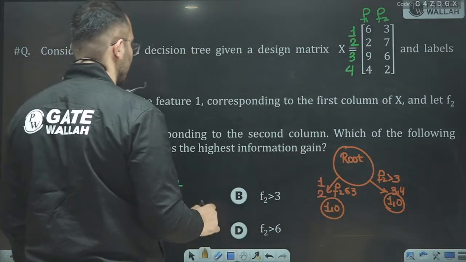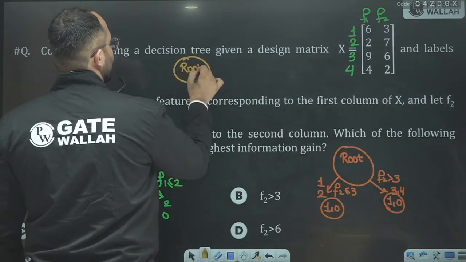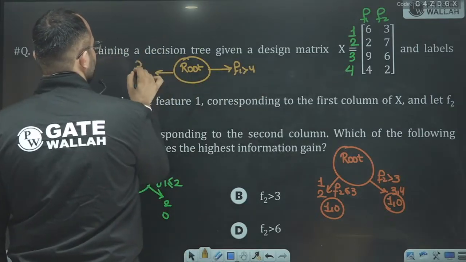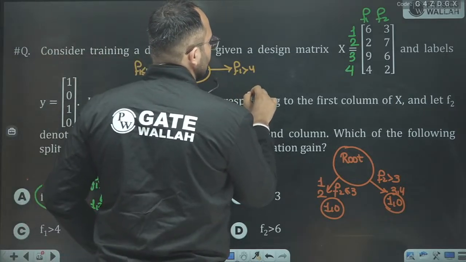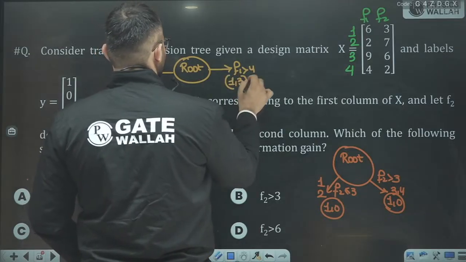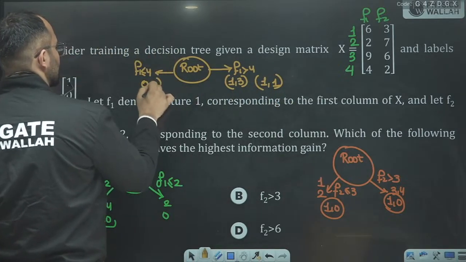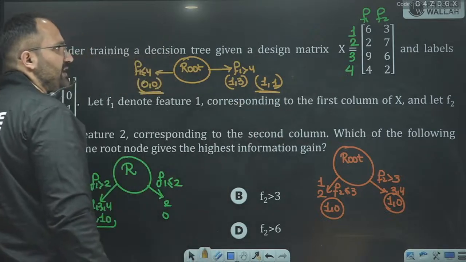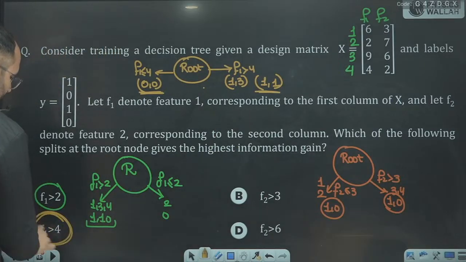Okay. Now let's see the third one. F1 greater than 4 and F1 less than equal to 4. So F1 greater than 4 means we'll take 6 and 9, meaning points 1 and 3 here. So 1 and 3 means 1 and 1 class here, and obviously 0 and 0 class here. So we can see that the children are homogeneous in this case. Now children being homogeneous means this is the best place in which the information gain will be maximum.